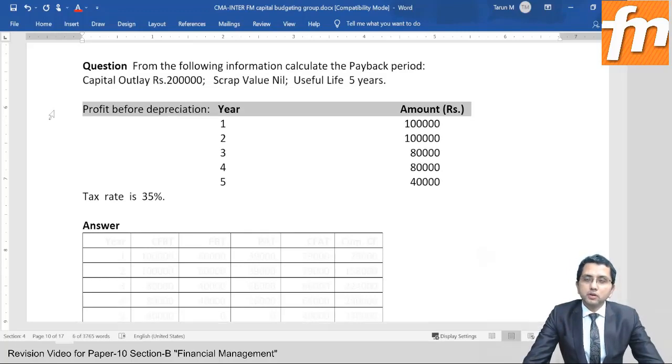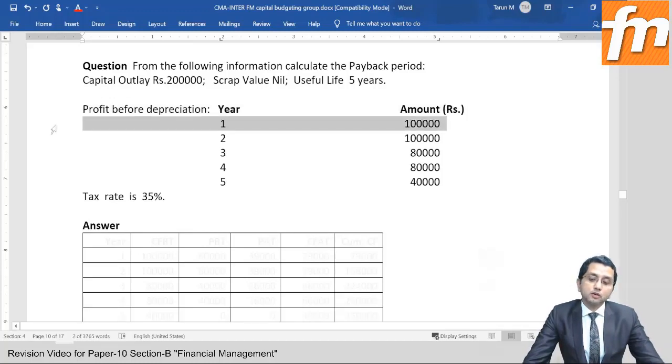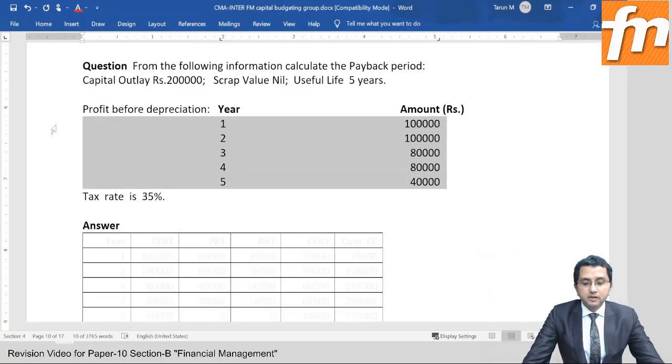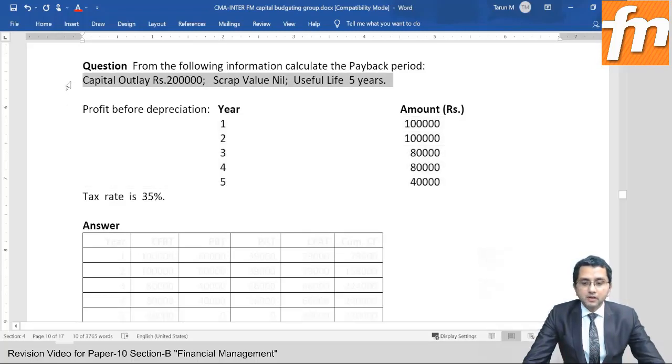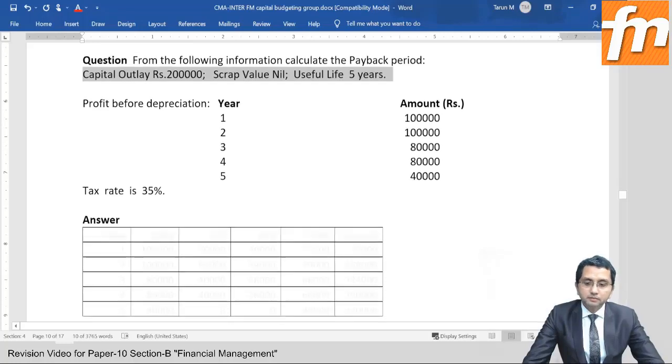Let's assume this is not only before depreciation, but also before tax. So I'll say this is profit before depreciation and tax, that is, CFBT is given. For the first year it is 1 lakh rupees, then 1 lakh, 80,000, 80,000 and 40,000. The given figures are CFBT. First I'll convert it into CFAT and then I'll calculate the payback period. Depreciation, if I calculate 2 lakh minus 0 divided by 5 years, is 40,000 rupees.